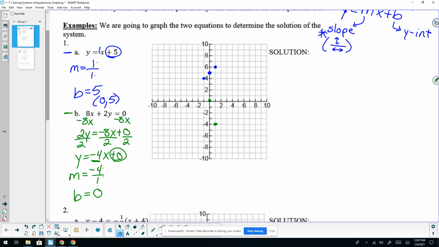The opposite direction for my slope, starting at (0, 0), is to go up 4, 1, 2, 3, 4, and left 1. What you'll notice is the point (-1, 4), where I have the blue dot and the green dot together, is where my two lines are going to cross. Since I have a point where my two lines are going to cross, I can go ahead and finish my two lines.